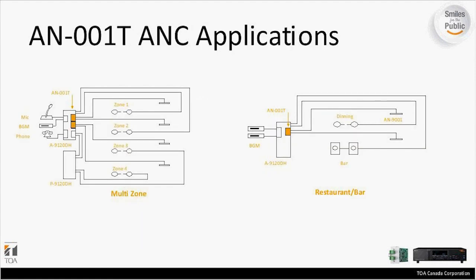And so looking at some applications for the AN001T, for the ambient noise control, if you notice that we have one box, it's the mixer amplifier, and we have two zones operating directly off of the mixer amplifier, and two, we have a separate amplifier to be able to control two more zones. So two modules in the frame, which will allow us to have 4 sensing microphones. And this is a multi-zone environment we have.